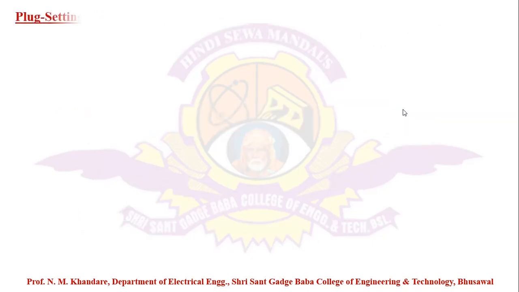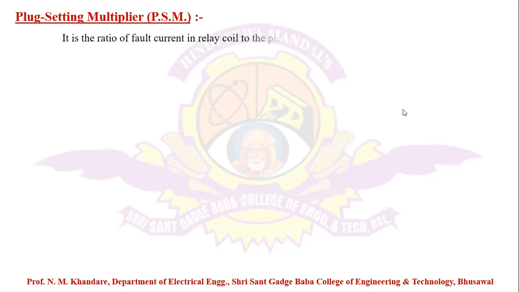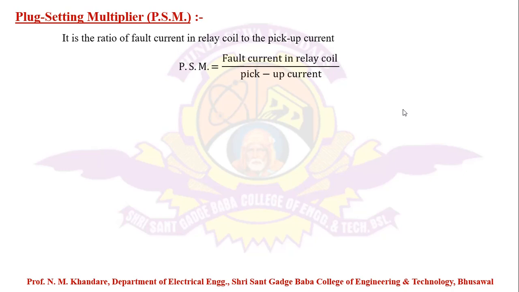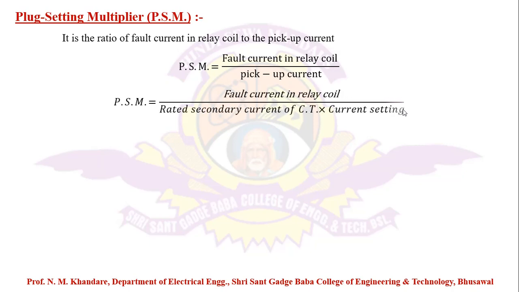Next is the plug setting multiplier, that is PSM. Here the ratio of the fault current in the relay coil to the pickup current of that relay is called the plug setting multiplier. In equation form, PSM equals fault current in the relay coil upon the pickup current, and if we put in the value of the pickup current from the current setting, PSM equals fault current in the relay coil upon rated secondary current of the CT multiplied by the current setting. So this is called the plug setting multiplier.